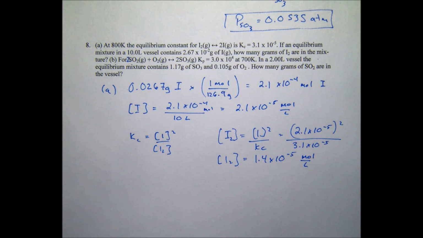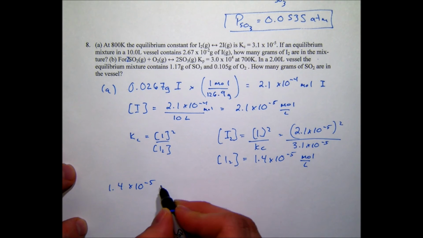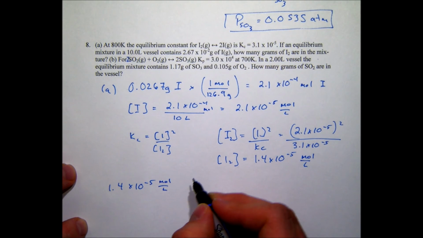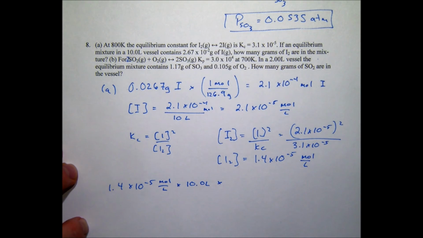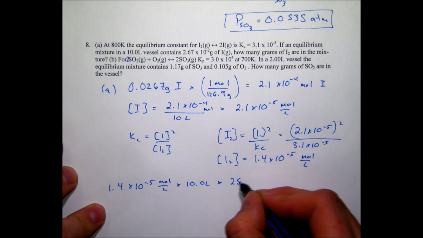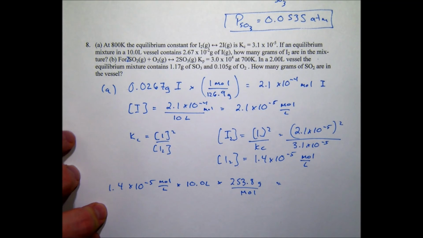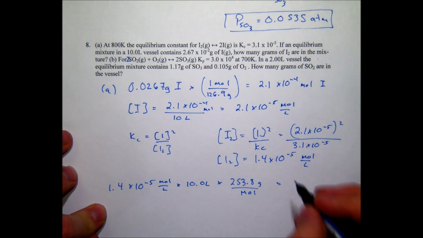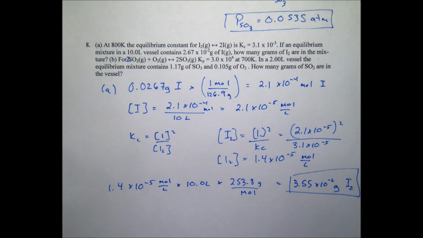moles per liter. The question is actually asking us for grams, so we have to take that into account. 1.4 times 10 to the negative 5 moles per liter times 10 liters times 253.8 grams per mole gives 3.55. And that gives me my answer for part A.